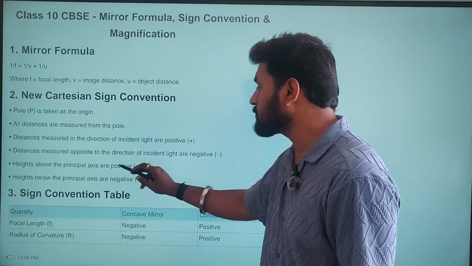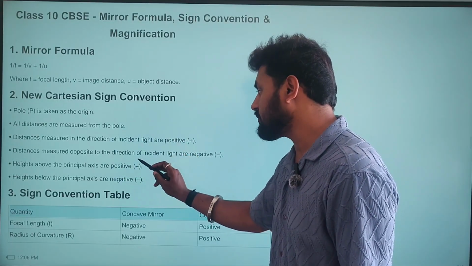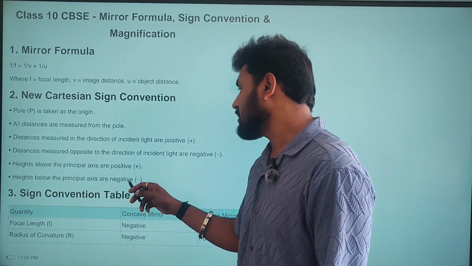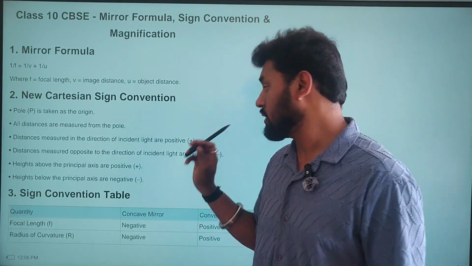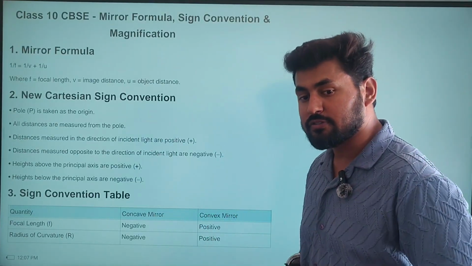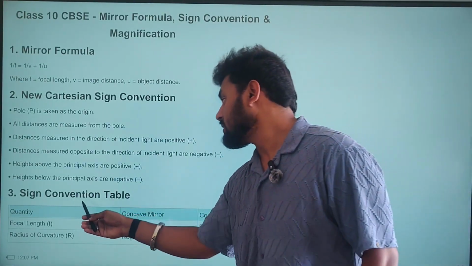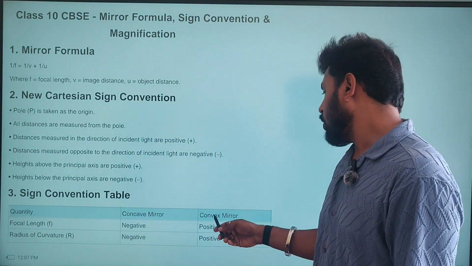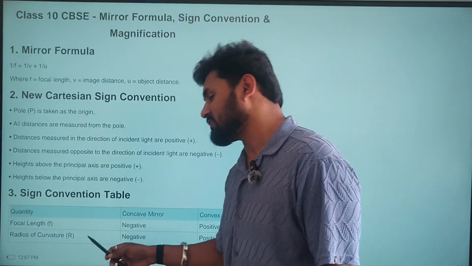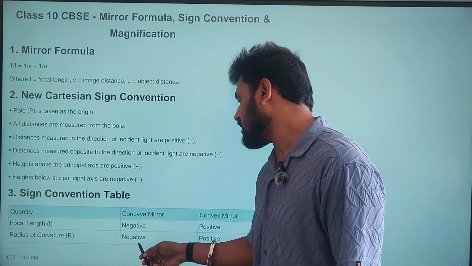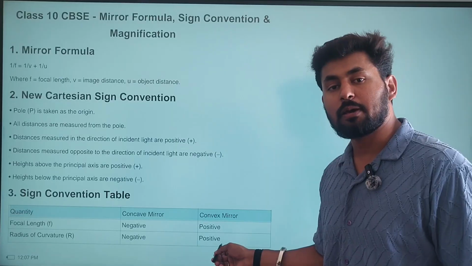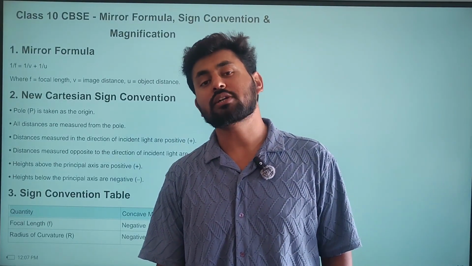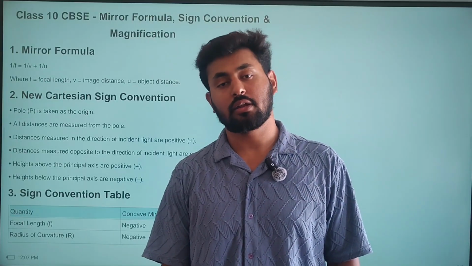Same thing applies. The height above the principal axis is positive, which has been shown, and height below the principal axis, which I have already drawn and shown, will be taken as negative. Now, one more thing. Sign convention table that I have for both. Focal length is negative in concave, in convex it is positive. Now, radius of curvature same. Over here it will be negative, and over here it will be positive. Now, a quick question to you guys. Kindly comment in the comment box what is the relationship between focal length and radius of curvature.